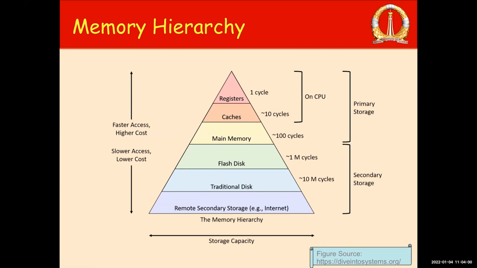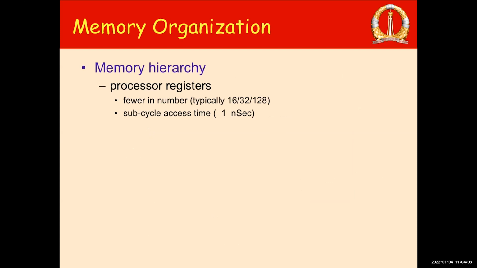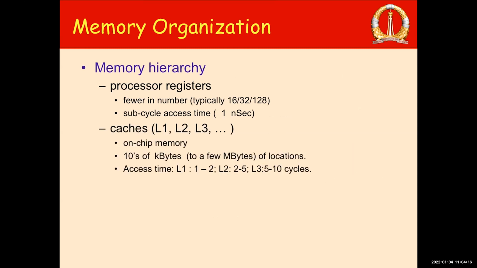And as you go up the hierarchy, the size decreases and the access time is faster. Again, the same information. If you talk about processor registers, they are fewer in number and they can be accessed in less than a cycle time, sub-cycle access time. Then you talk about your L1, L2, L3 caches, and today all of these levels are on chip, and their sizes vary from a few tens of kilobytes to maybe about a few megabytes. And the access time varies from a couple of cycles to maybe a few tens of cycles, maybe 10 cycles or 20 cycles and so on.